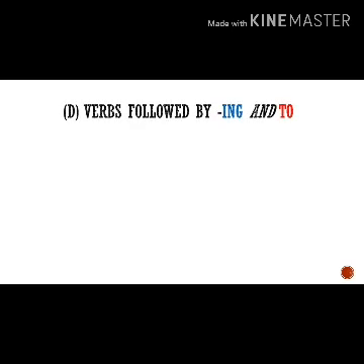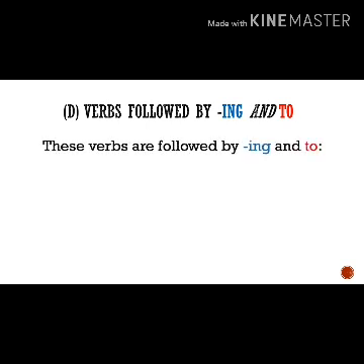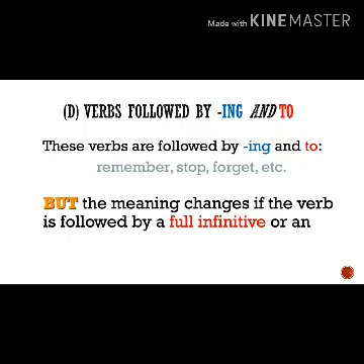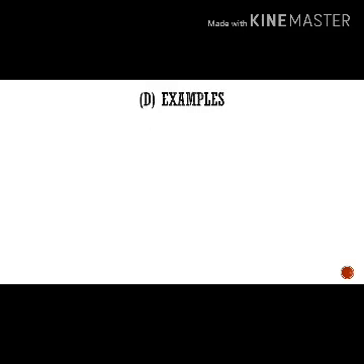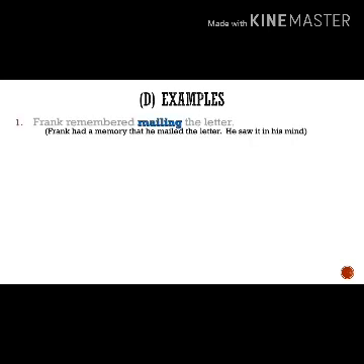So D, verbs followed by ing verbs or full infinitive verbs. These verbs are followed by ing and to. For example, remember, stop, forget, etc. But the meaning changes if the verb is followed by a full infinitive or an ing verb. So pay close attention. Let's take a look at these examples.